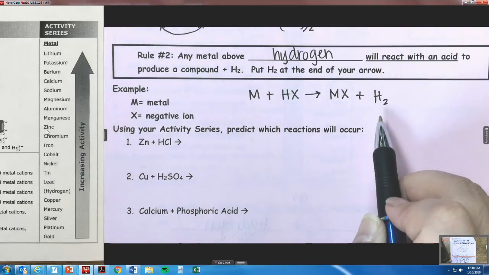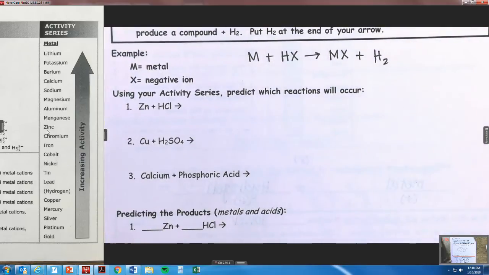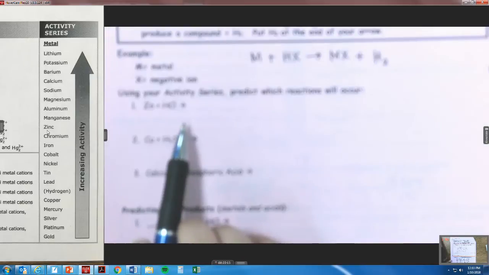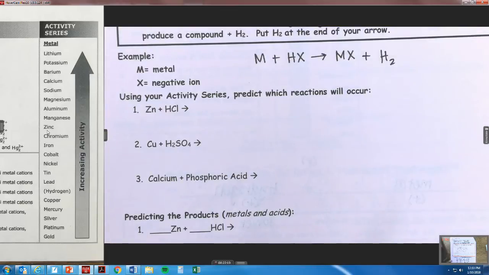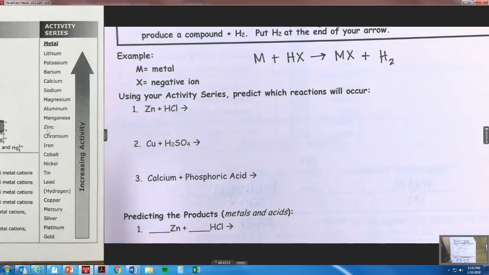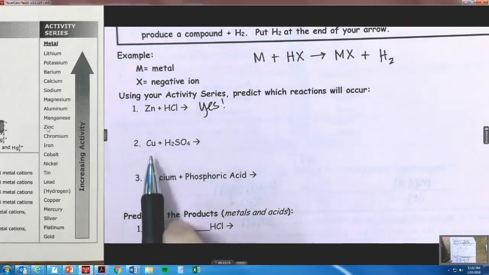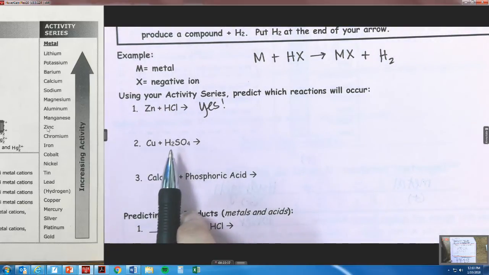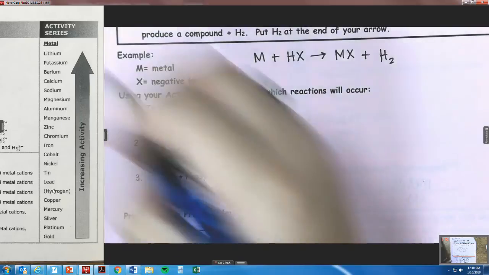So let's take a look at our activity series again. Is zinc higher than hydrogen on our activity series? Zinc is right here, hydrogen is right here, zinc is higher, so that's going to be a yes. Next one, we have copper. Is copper higher than hydrogen? Copper is down here. Hydrogen is above it. So is copper higher than hydrogen? No.